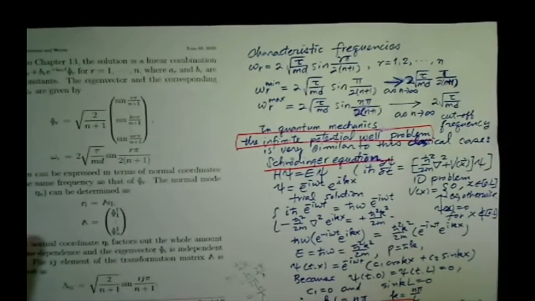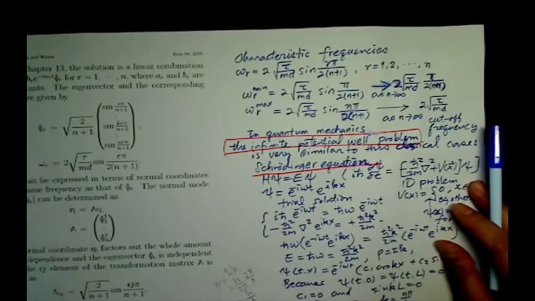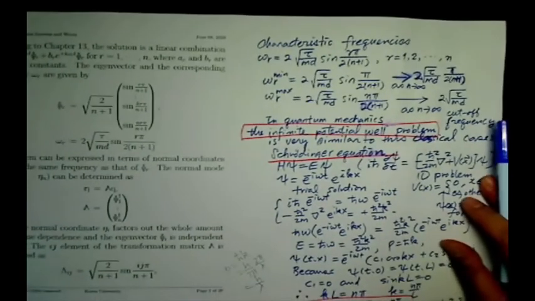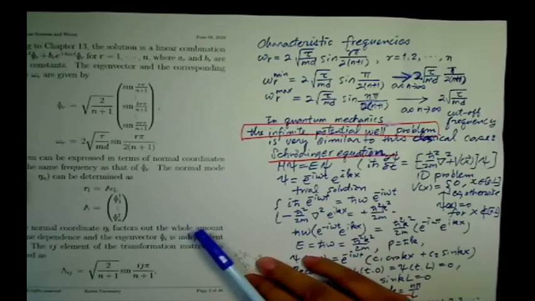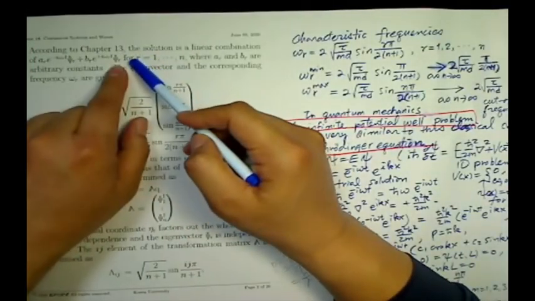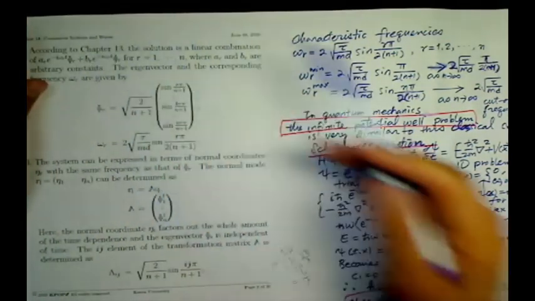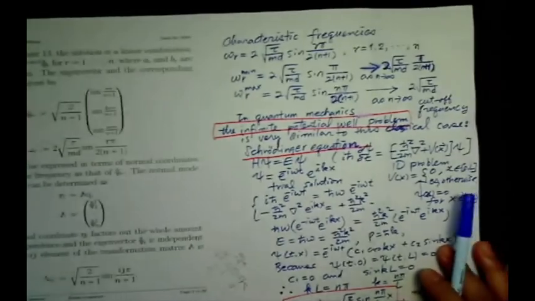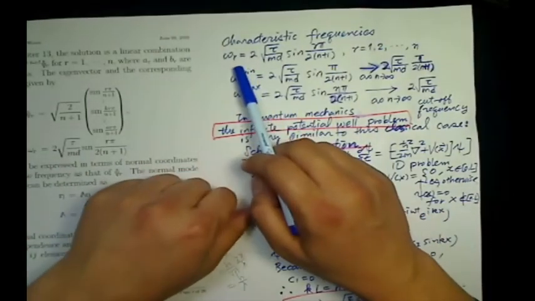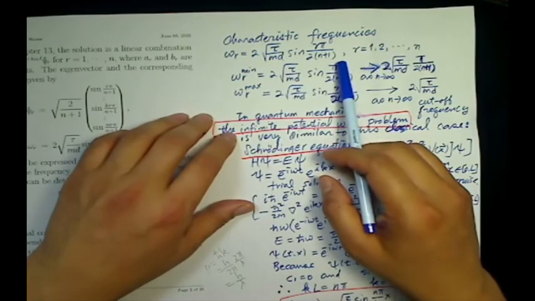So we'd like to consider the normal coordinate. The coefficient of this eigenvector in the discrete form was the normal coordinate that contains all of the time dependence. And we recall that the characteristic frequency is exactly determined in this form.